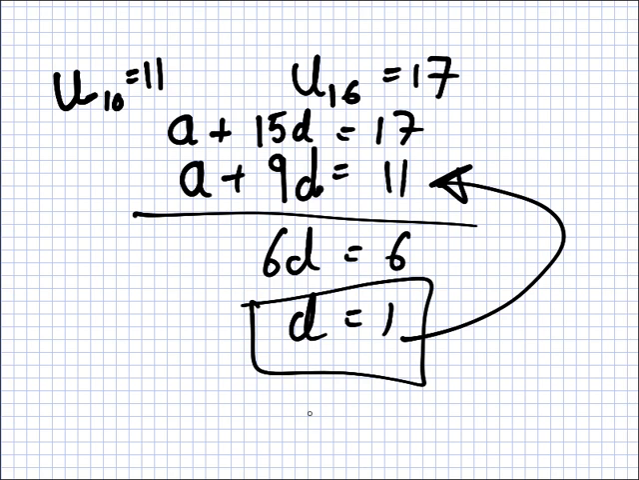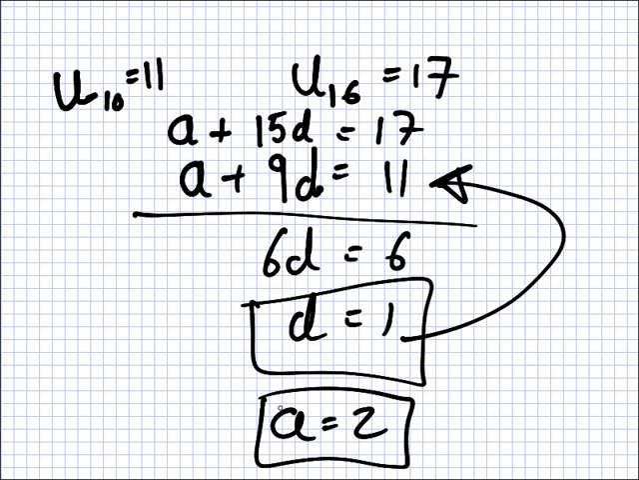I think actually in this one I get, what is it? 2, yeah, 2. A is 2. So it's just a little simultaneous problem there. So the 15 was because it's U16, because remember the formula is n minus 1. And the 9 was because it was the 10th term.